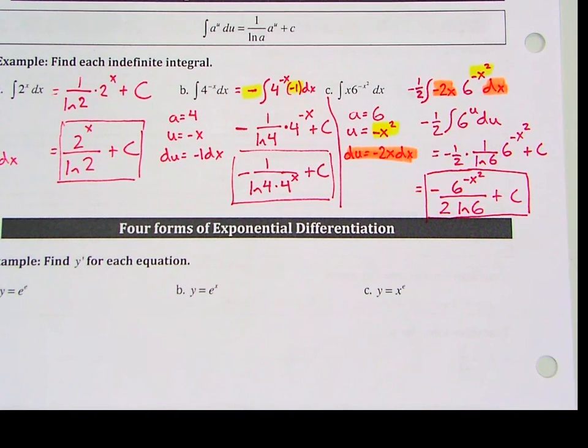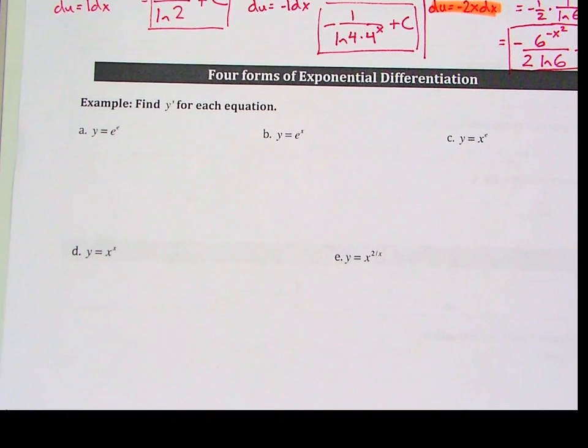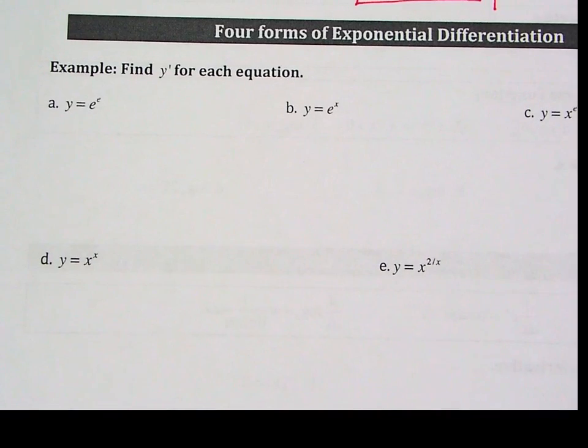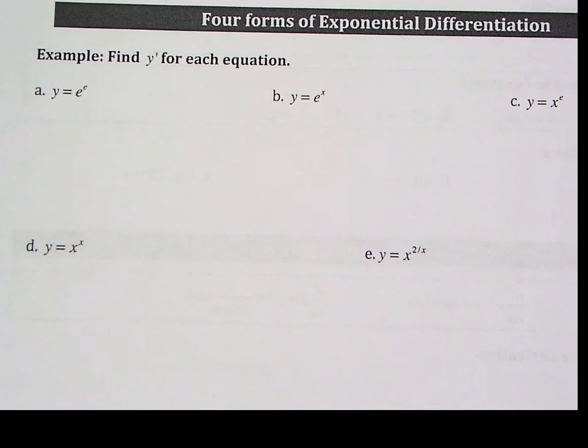Okay, so that's integrals for bases other than e. So pretty simple process, kind of the same thing that we've been doing. Okay, now we're going to look at 4 forms of exponential differentiation. So these are all different types of problems. There's 5 problems, but there are 4 forms we're going to look at. That's confusing. That's the point. So we have multiple forms, but many problems.